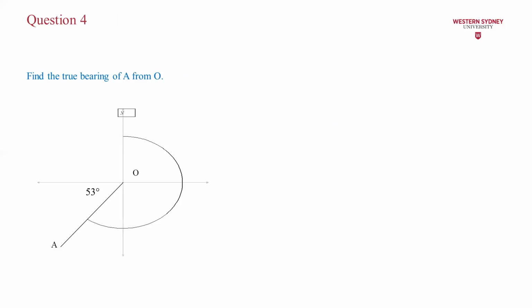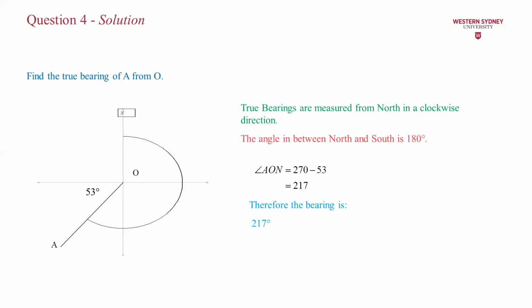Question 4. Find the true bearing of A from O. Pause the video now. Our bearing doesn't quite make it to 270 and it's 53 degrees away. So we do 270 minus 53 to get a true bearing of 217 degrees true.